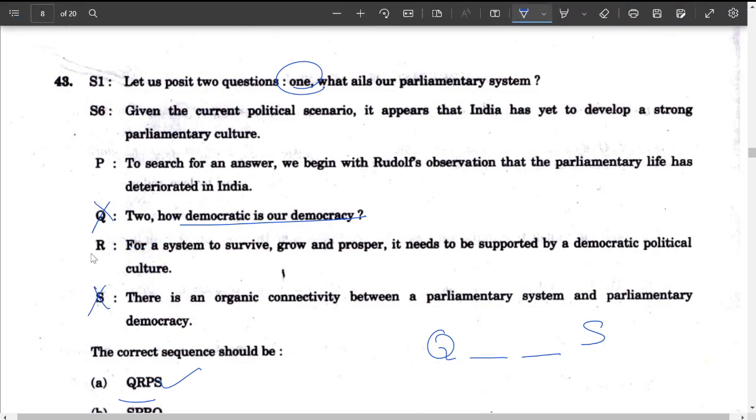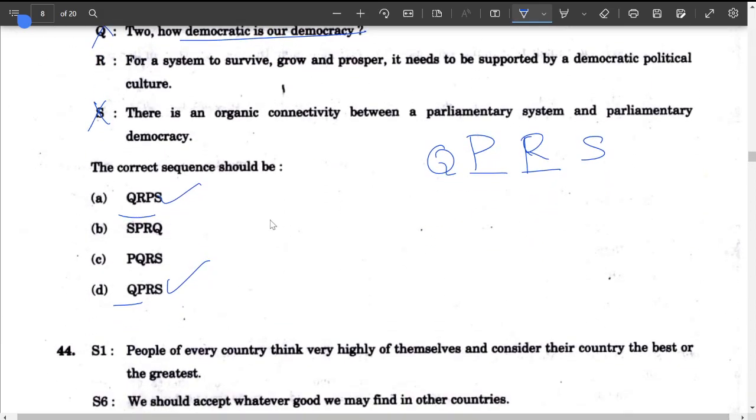Forget about S, forget about Q. For a system to survive, grow and prosper, it needs to be supported by democratic political culture. Next, to search for an answer. See, these are the questions, right? So to search for an answer for these questions, that is the continuation. That means P and the final one is R. So which is the answer here? QPRS is D. Next.